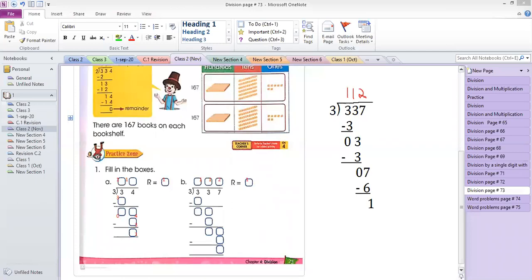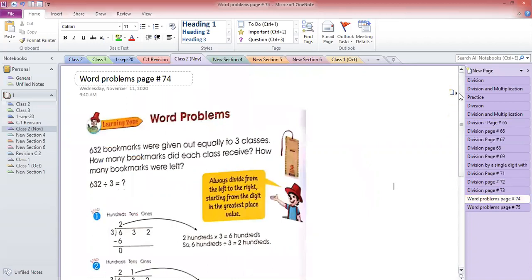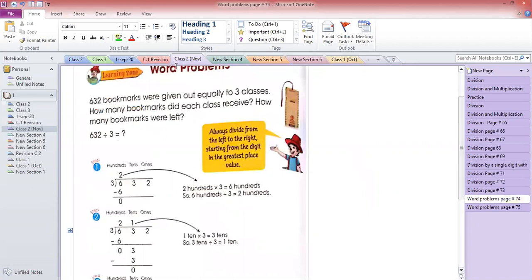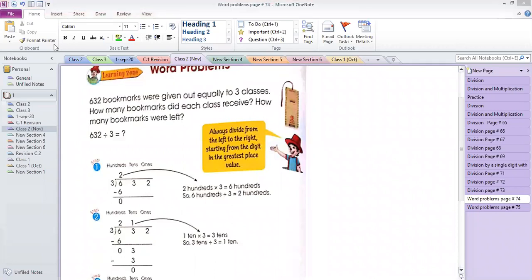Next, we have to start word problems, okay? In the word problems, let's suppose this is the question: 632 bookmarks were given out equally to three classes. How many bookmarks did each class receive? There are a total of 632 bookmarks, and the bookmarks have to be divided equally into three classes.